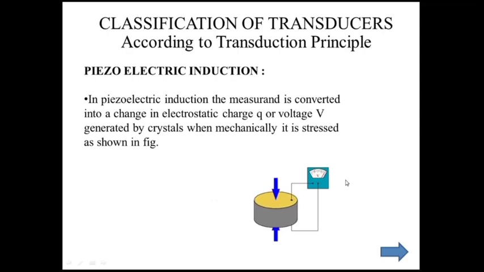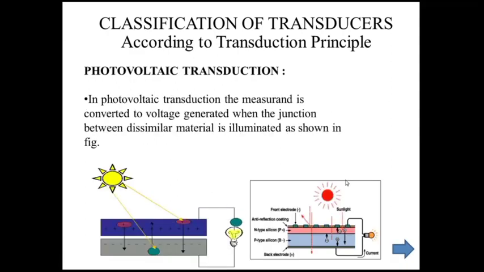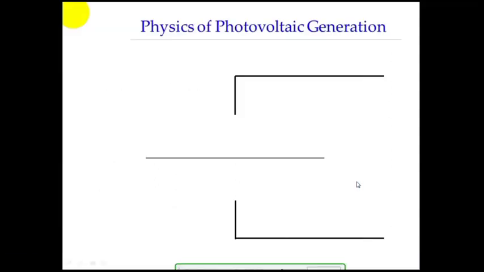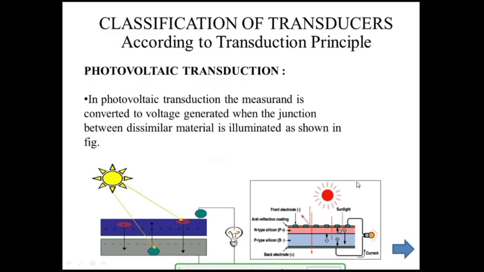Okay, now similarly the photovoltaic transducer. Already you know sunlight, the light energy, is converted into electrical energy. The photovoltaic transducer is used to convert light into voltage generation when a junction between two dissimilar materials is illuminated, as shown in this figure. You just see.